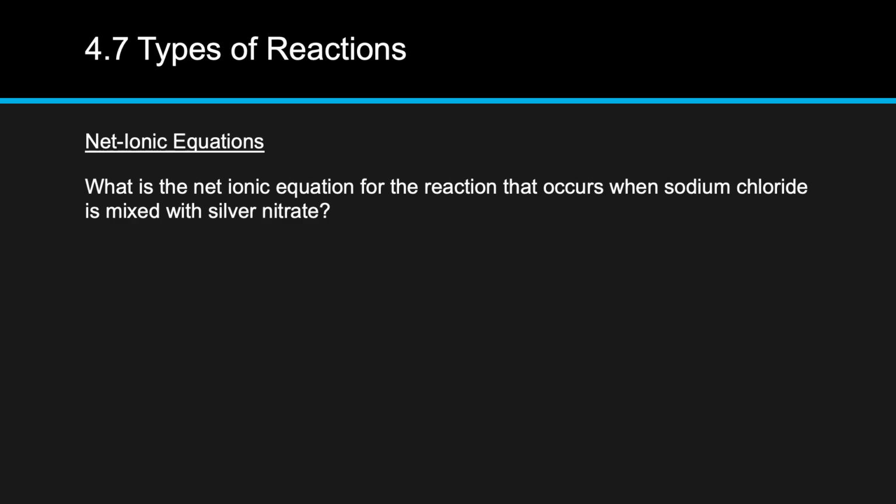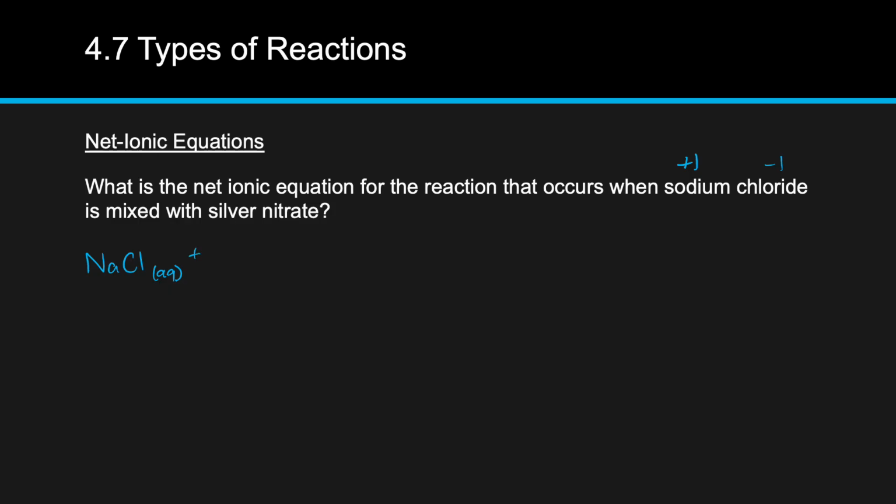All right, so let's do a net ionic equation example. What is the net ionic equation for a reaction that occurs when sodium chloride is mixed with silver nitrate? So we have sodium chloride. Sodium is a +1 charge. Chlorine is a -1 charge. So that's going to balance out to 0. So we only need 1 sodium and 1 chlorine. That does have sodium in it, so that's going to dissolve in water or be aqueous.